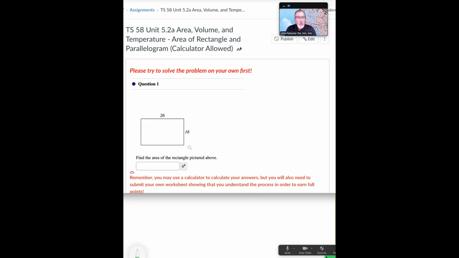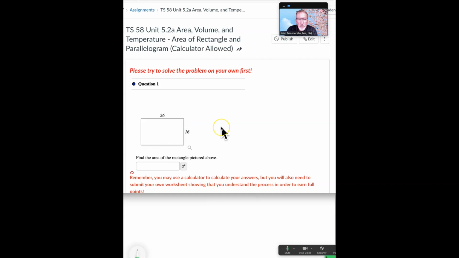Hello, everybody. We're going to take a look at Unit 5.2a today, and this one in particular is about the area of a square and the area of a parallelogram. So this is what the first picture looks like. We have this rectangle, and it's 26 units on one side and 16 units on the other, and we need to find out what the area is.